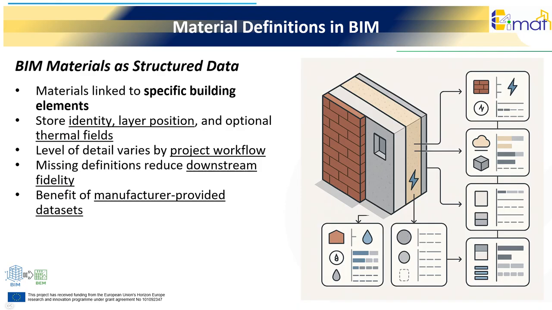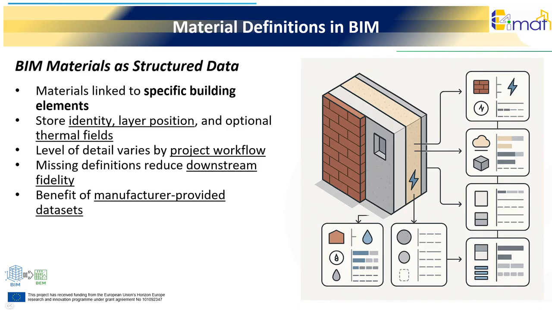In the BIM environment, materials are defined as structured data objects attached to physical elements such as walls, slabs, roofs, or glazing systems. Each construction element references a material with attributes such as identity, classification, visual appearance, and a defined position within a layered assembly. When available, these materials may also include thermal fields that can later support analytical workflows.